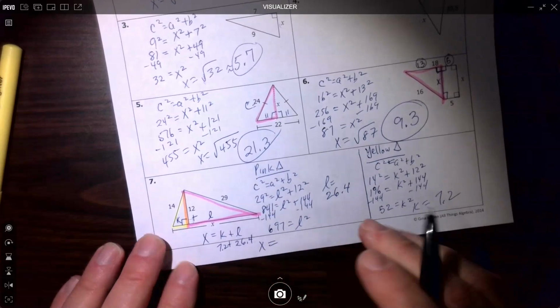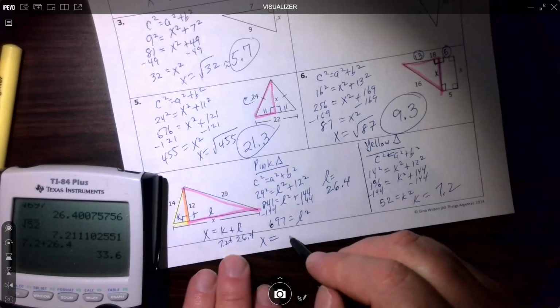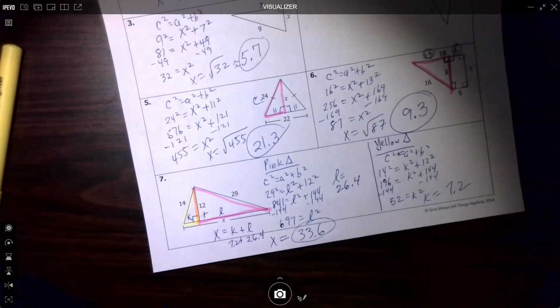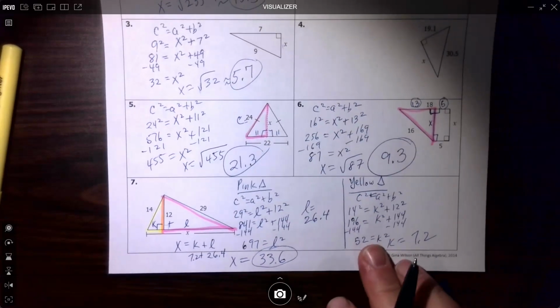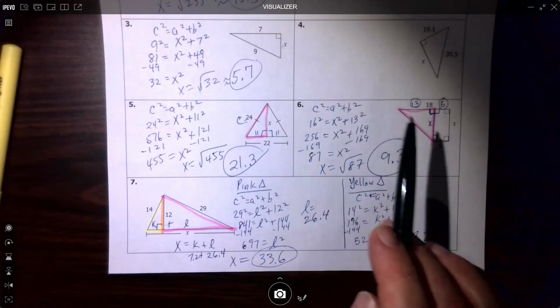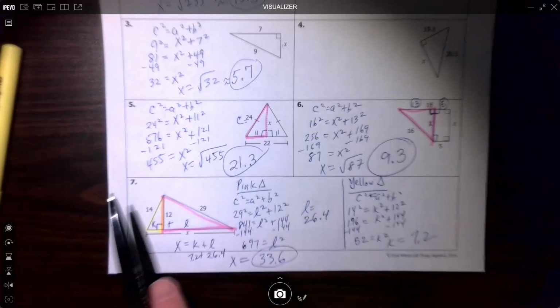So x's final answer is 7.2 plus 26.4, which is 33.6. And again, that's rounded to the nearest tenth, approximately. And that's how you do that problem. So sometimes you need part of the shape, like this one. Sometimes you need the whole thing.